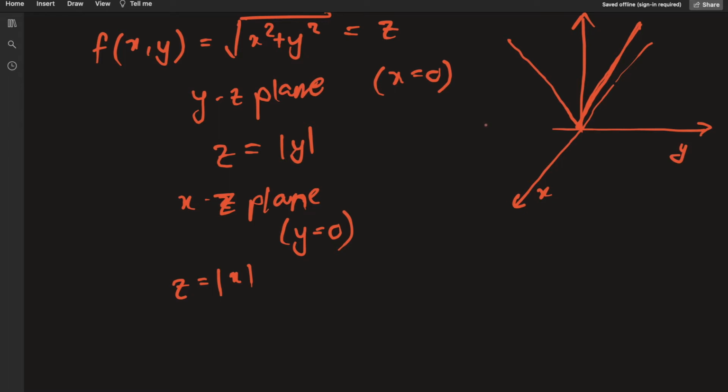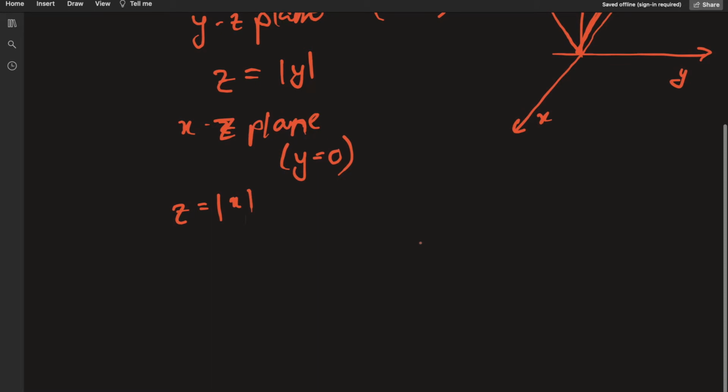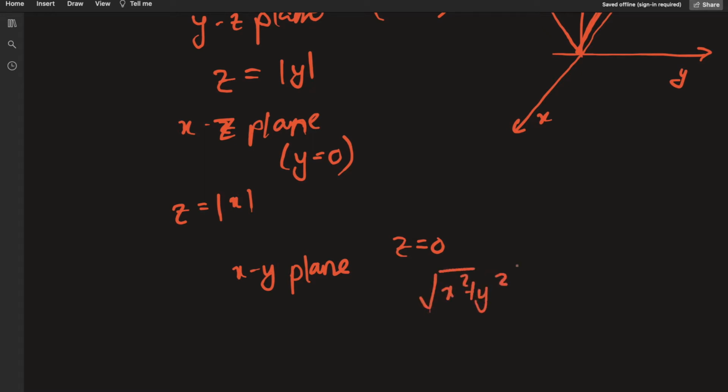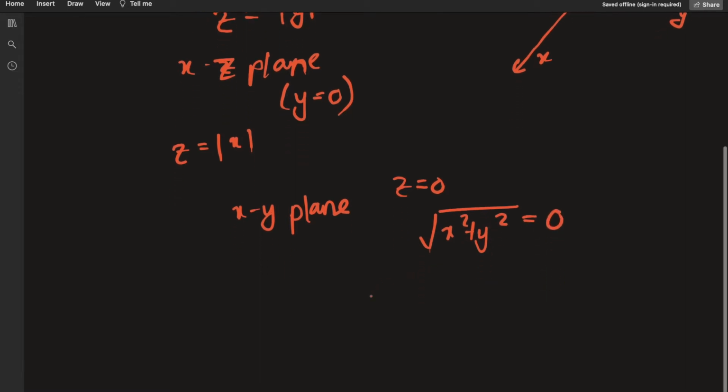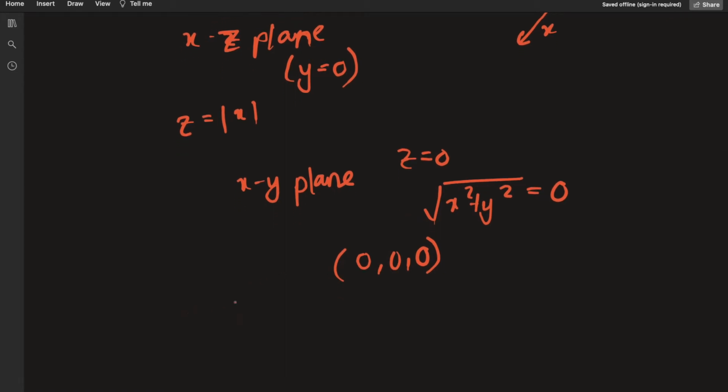So what can we do? We can set z equal to 0. So this is the xy plane cross section. When we do that, we have square root of x squared plus y squared equal to 0, and notice that only one value of x, y and z will satisfy this, which is 0, the origin in R3. Okay, this was just for z equal to 0. Let's be a little more general.